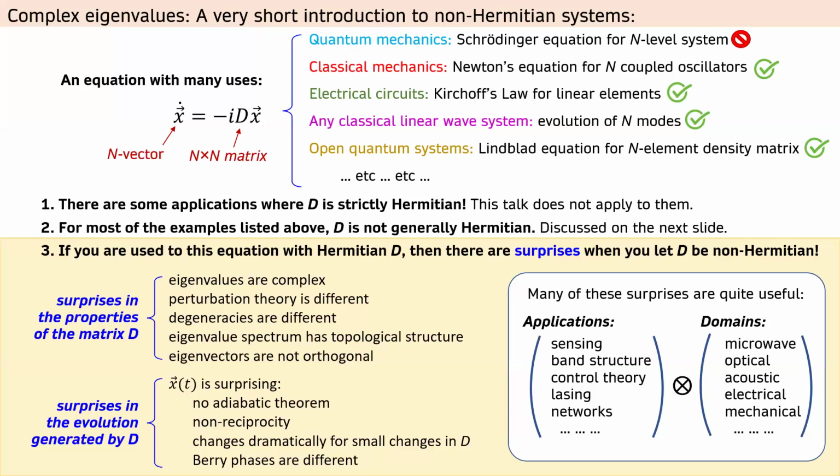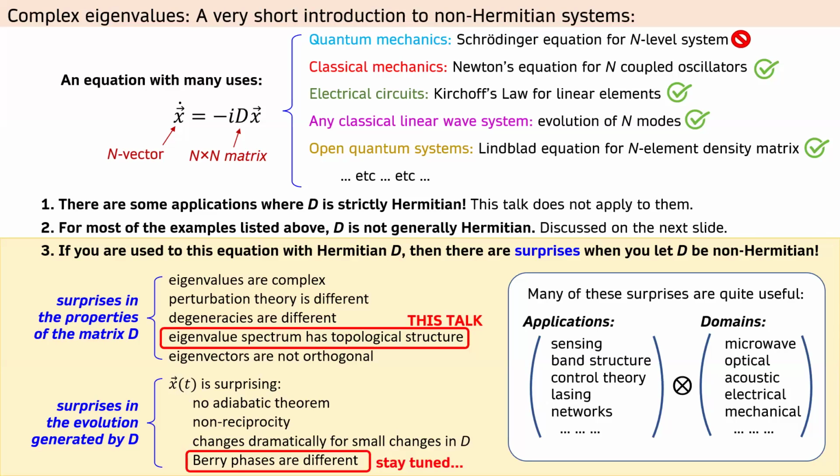And this is important. The reason that there are a lot of people studying this is that so many physical systems fall into this category, whether you're working with circuits or optics or acoustics, and whether you're using them to build sensors or to understand band structure, or whatever. There are a million situations where you find yourself thinking about this equation with non-Hermitian matrices. In this talk, I'm going to be focusing on just one of these things, which is that the eigenvalue spectrum of this matrix has some interesting structure to it. I will pretend that there might be enough time at the end of my talk to discuss this, but there won't be.